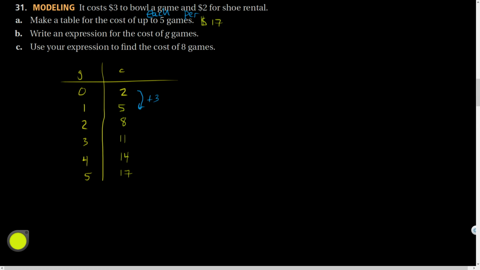Now it says, this is trickier. Write an expression for the cost of G games. Now notice it's $3 per game, each per, right? What are your thoughts?